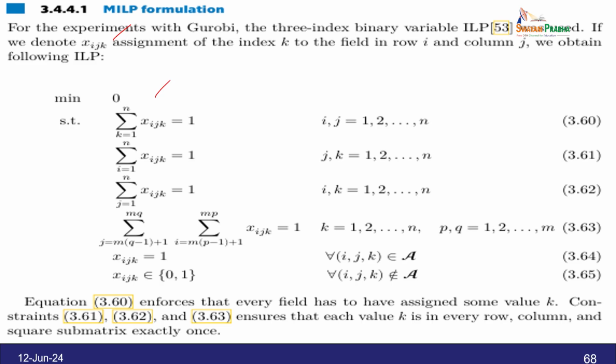m of q minus 1 plus 1 to mq, summation i equal to m into p minus 1 plus 1 to mp, xijk equal to 1, where k equal to 1 to n, p, q varies from 1 to m, then xijk equal to 1 and xijk belongs to 0, 1 for all i, j, k in A and for all i, j not in A. So, the equation 60 enforces that every field has to have assigned some value k. The constraints 61, 62, 63 ensure that each value k is in every row, column and sub square matrix exactly once.